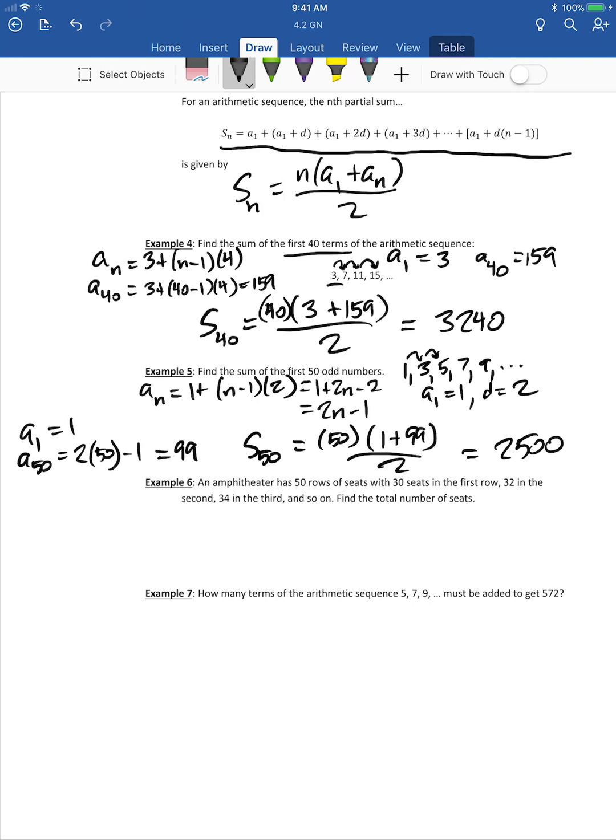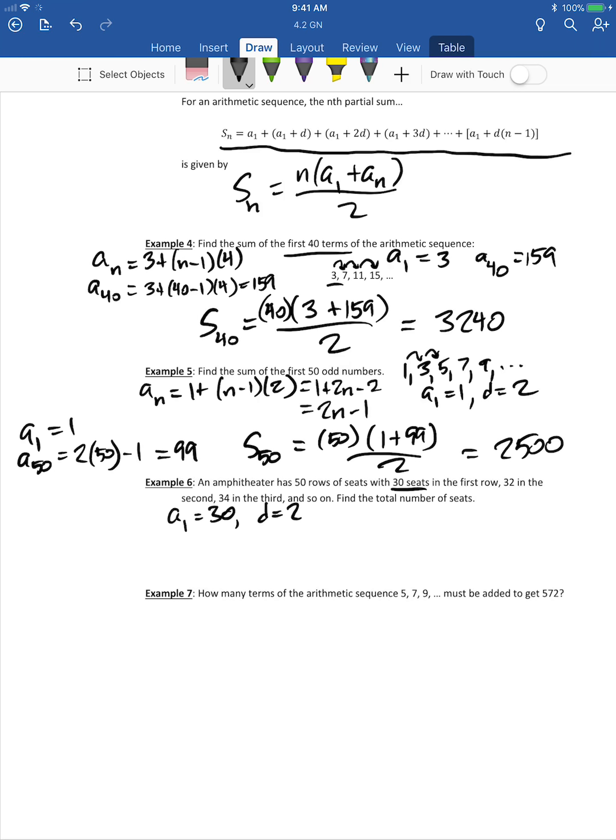Well, we might be stuck, but just take a step back and look. This is an arithmetic sequence. I have a common difference between each row, between each term number. And that's 2 seats. I'm adding 2 seats each time. So that common difference is 2. And I'm starting with 30 seats. So a sub 1 is 30. Find the total number of seats.